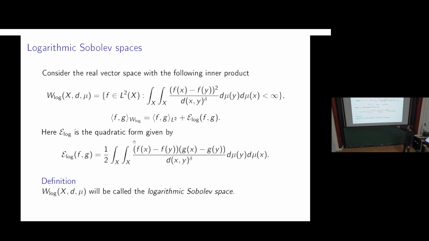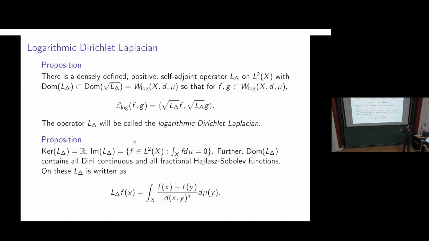Because this form is symmetric, it's positive, and it turns out it's also closed. Okay? This means this logarithmic Sobolev space is actually a Hilbert space, so the definition is correct. All right. And then from Riesz representation, we can find a densely defined positive self-adjoint operator on L2 with domain inside this logarithmic Sobolev space. And the Sobolev space is really equal to the domain of the square root of this operator. And we call this the logarithmic Dirichlet Laplacian.